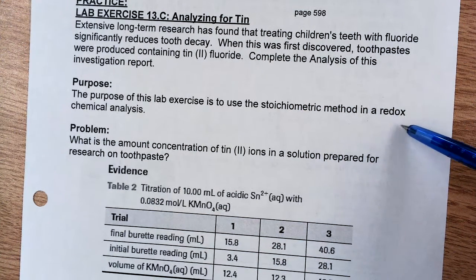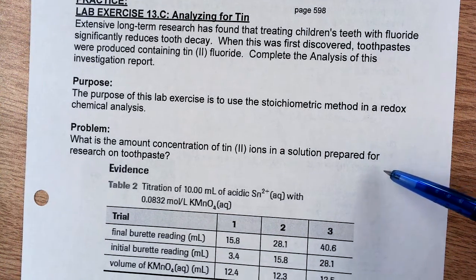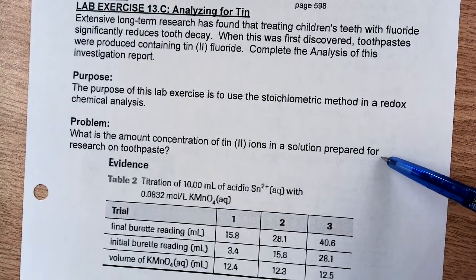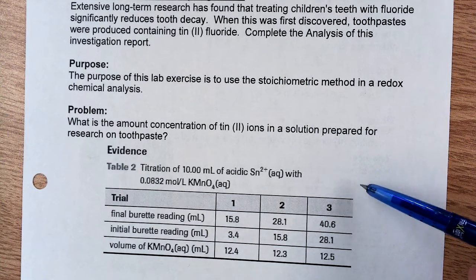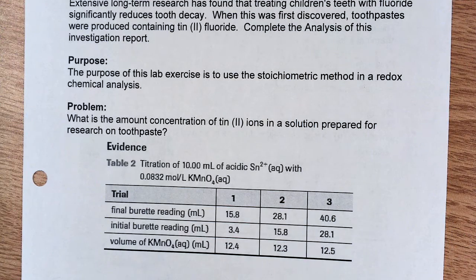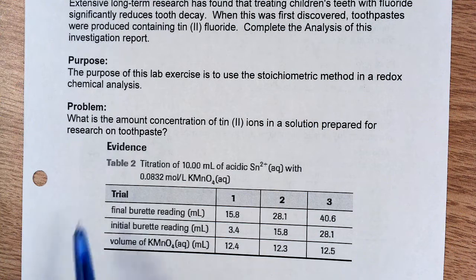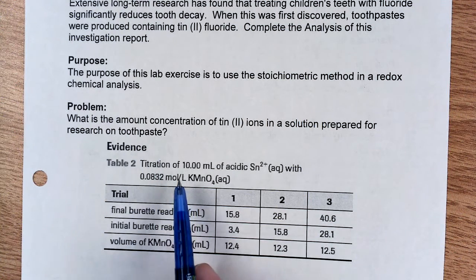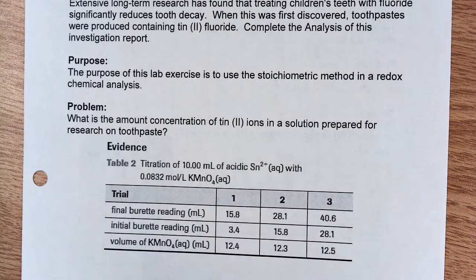Basically, this lab used the stoichiometric method in a redox chemical analysis to find out the concentration of tin(II) ions in the solution that's prepared for the research of the toothpaste. So we're given our table. Again, all titrations give us a table of something like this. We're looking for the amount concentration of tin(II) ions in a solution prepared for the research of this toothpaste. So the first thing we want to do is write down what we have.